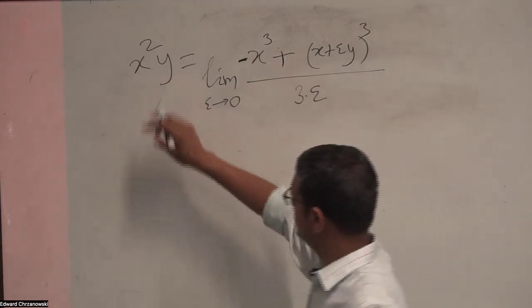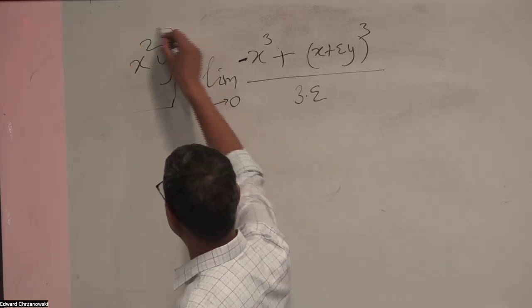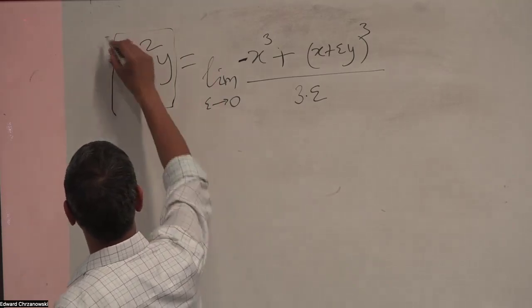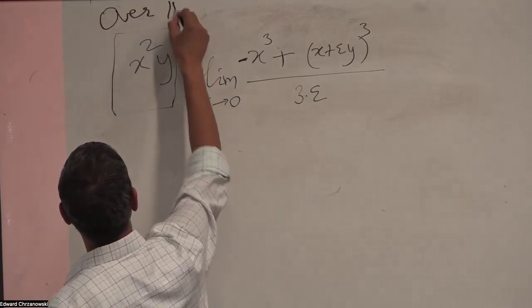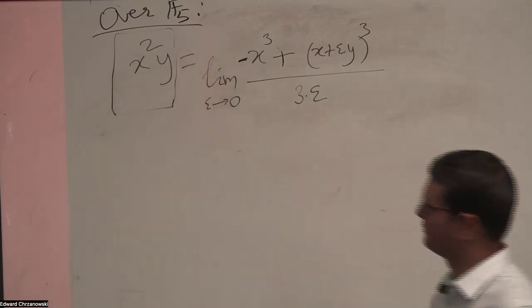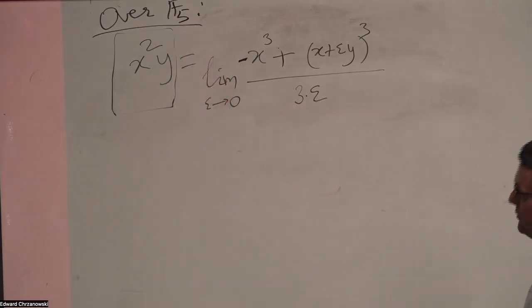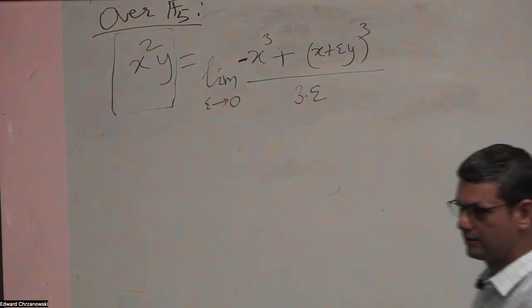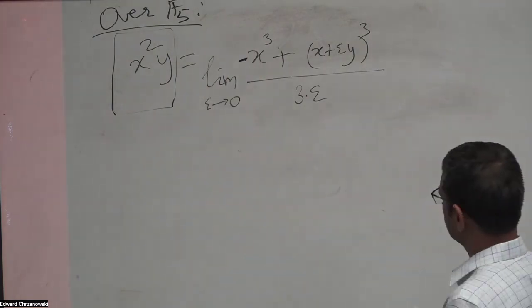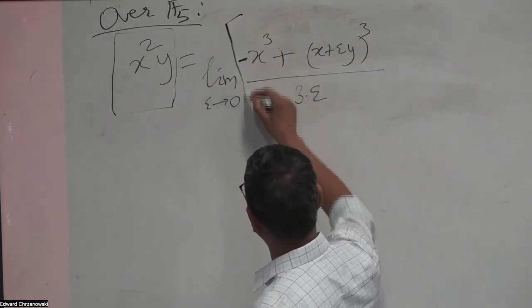So why did we look at x square y? The reason is that, and let us say this is happening over F5. The field is F5, so there is no problem in dividing by 3. 3 has an inverse, or it can maybe be happening over the complex numbers. Yeah, so this is the expression we are taking the limit on.